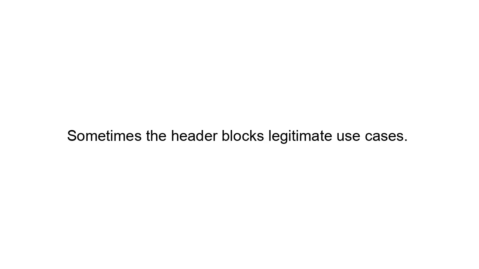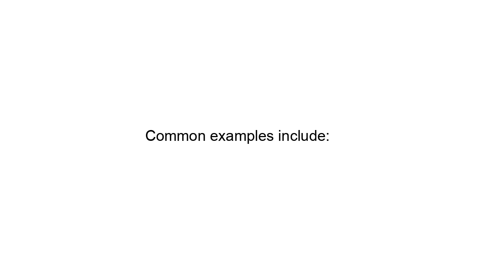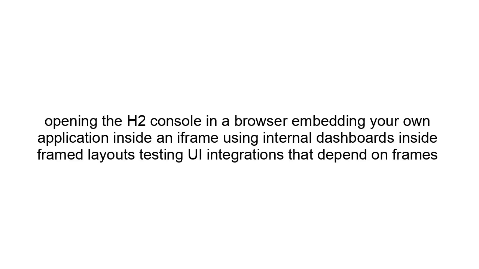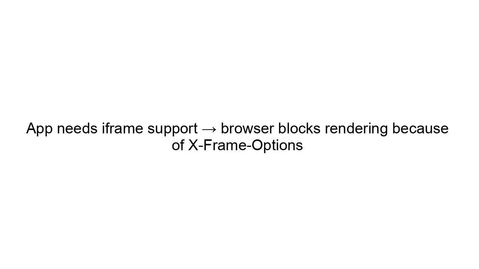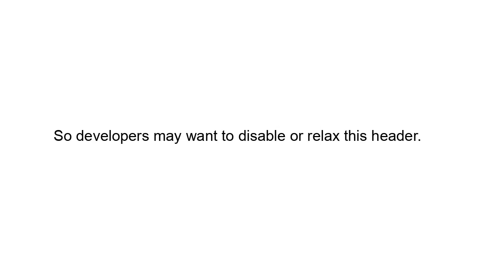Why you might want to disable it. Sometimes the header blocks legitimate use cases. Common examples include opening the H2 console in a browser, embedding your own application inside an iframe, using internal dashboards inside framed layouts, and testing UI integrations that depend on frames. Example concept: app needs iframe support, means browser blocks rendering because of X-Frame-Options. So, developers may want to disable or relax this header.